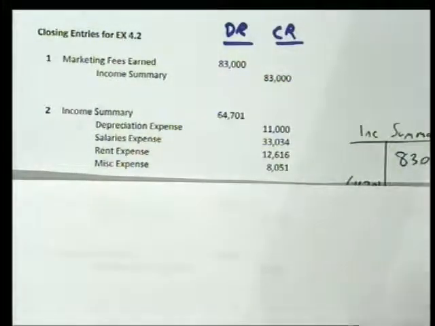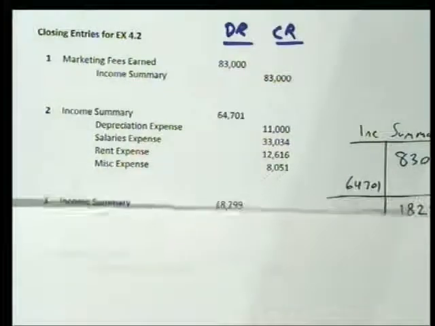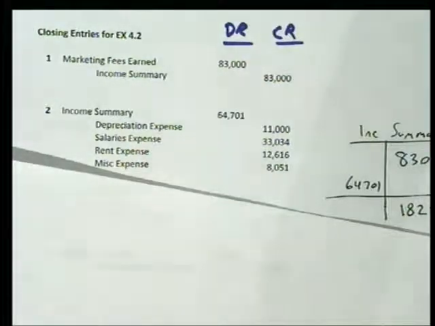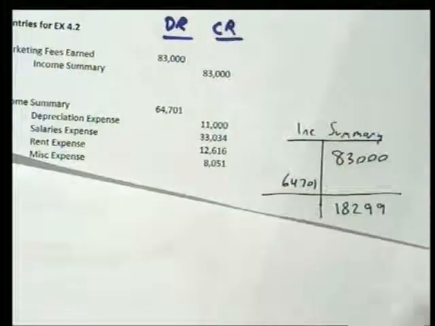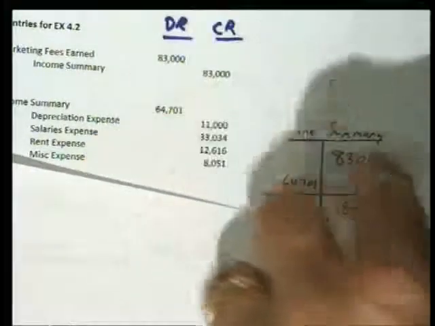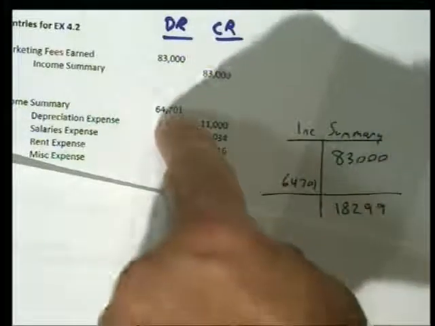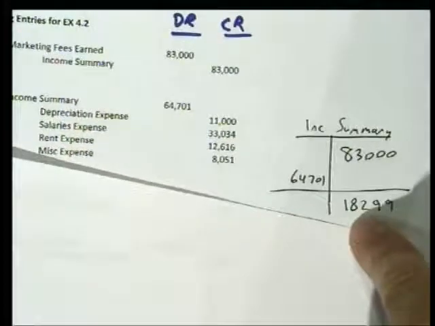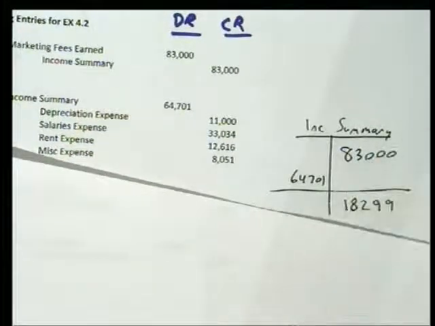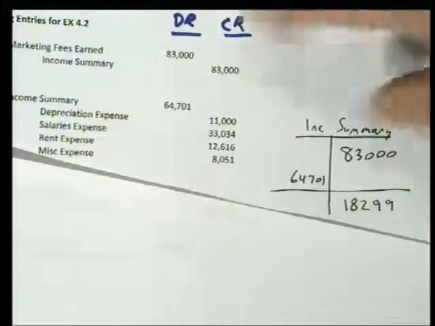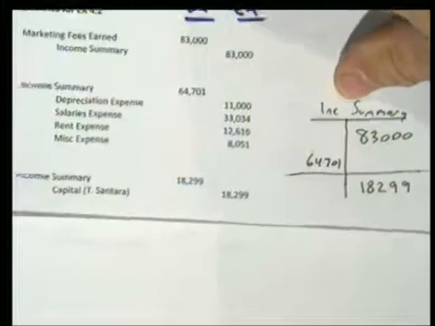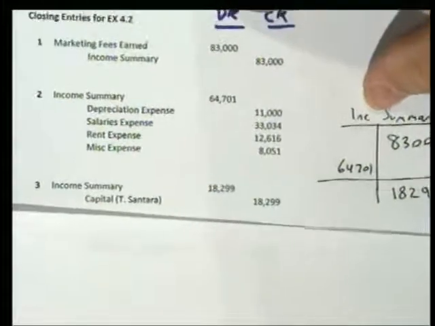Now what we need to do, before we do the third entry, do your T account for income summary. And I did it real quick. There was a credit of $83,000 from your first closing entry, a debit of $64,701 from your second one. Thus, we have a balance of $18,299. Thus, how do we close out income summary? What do we have to do? We have to debit it, and thus our entry looks like this.